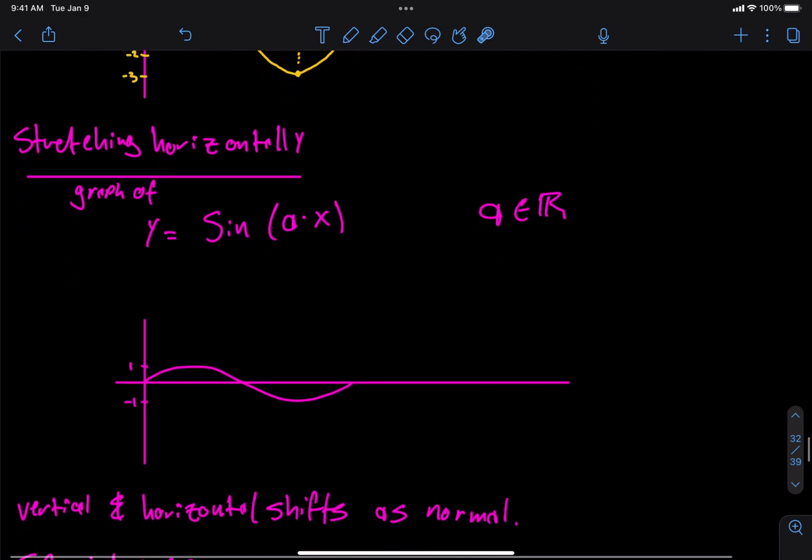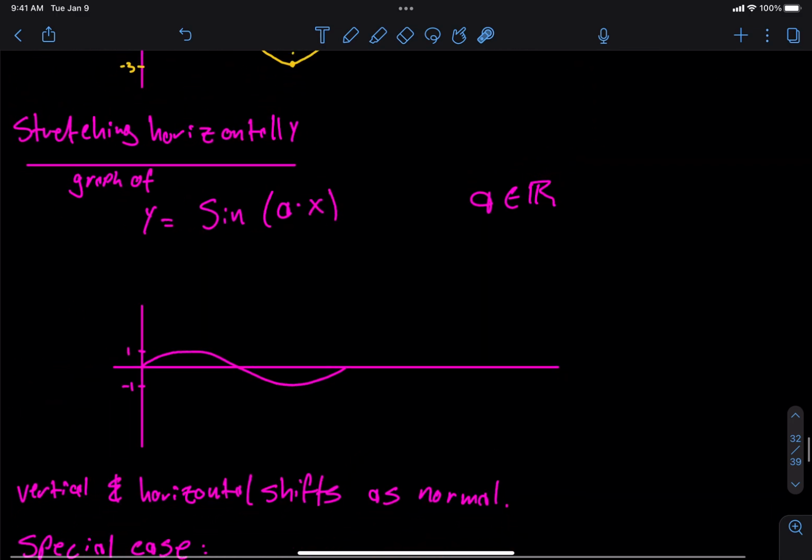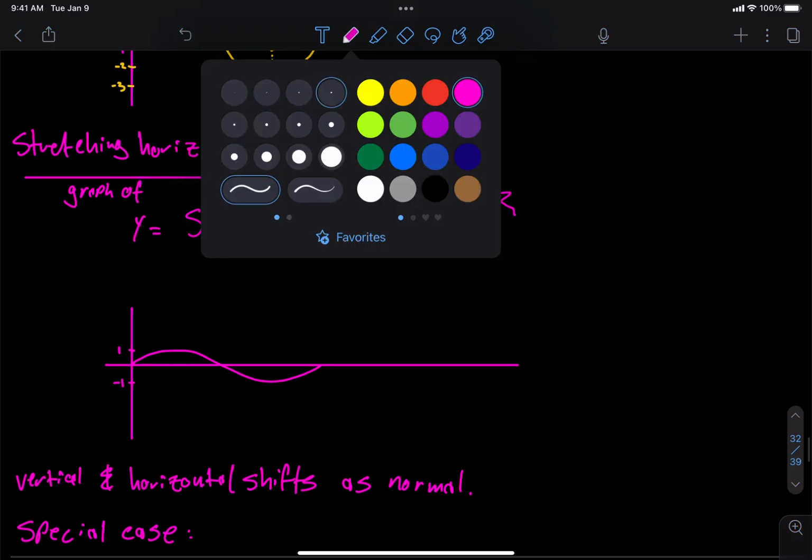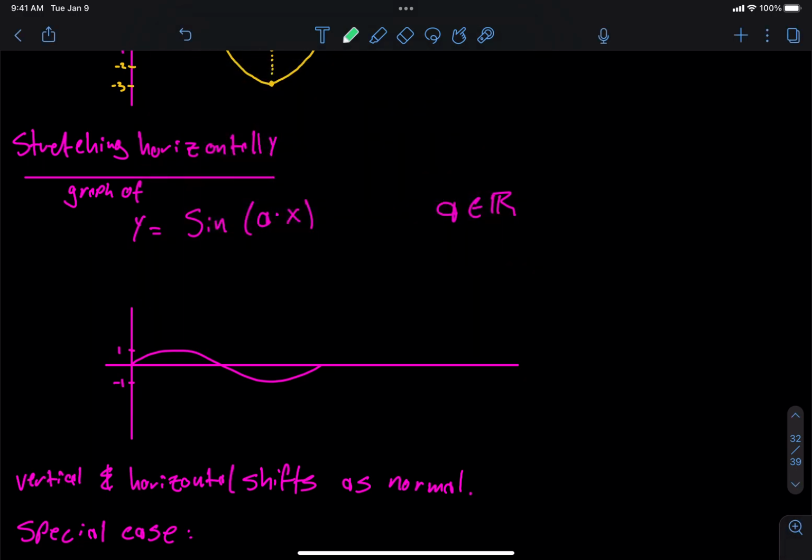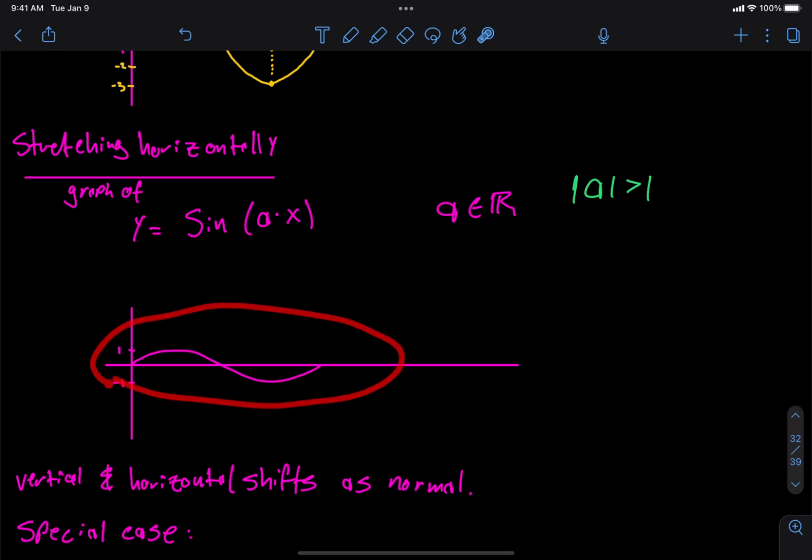Okay, so that's that. How about stretching horizontally? Well, we can do that as well. So we have, again, a multiplication by A, this time on the inside. So if A is in absolute value bigger than 1, what kind of phenomenon am I going to see in the graph if A is bigger than 1 in absolute value?